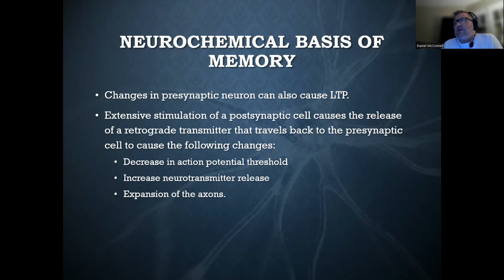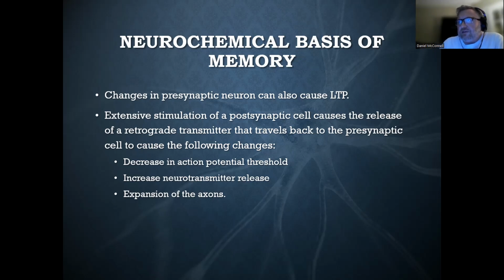So that's a change to what we're going to say is the postsynaptic neuron. In the postsynaptic neuron, that protein signal helps it build more receptors. But what about changes to the presynaptic neuron? What can we do to the presynaptic neuron to help potentiate a synapse?